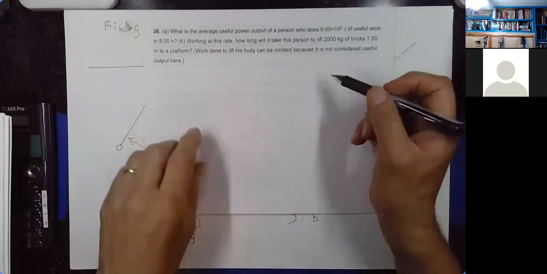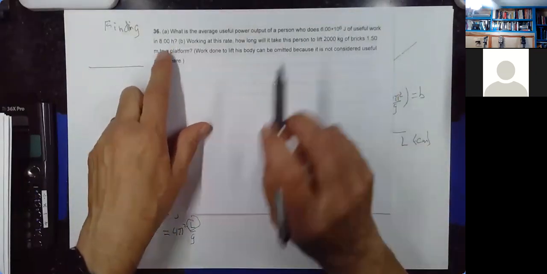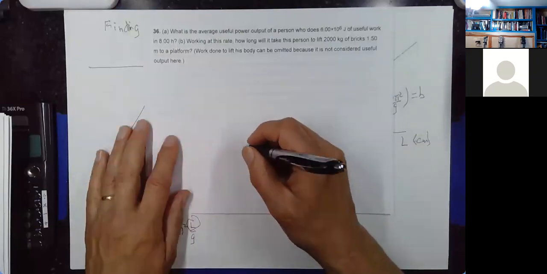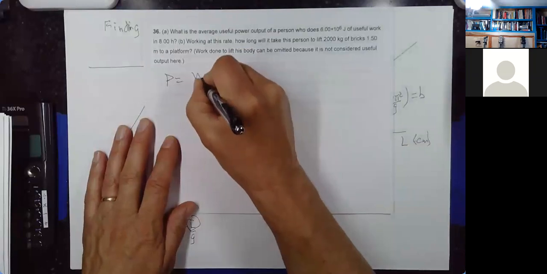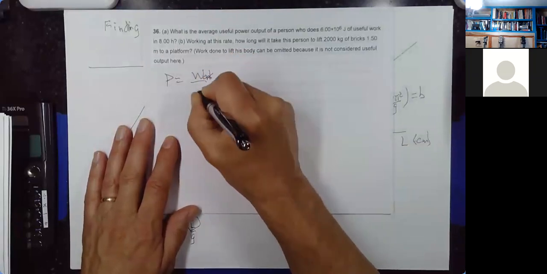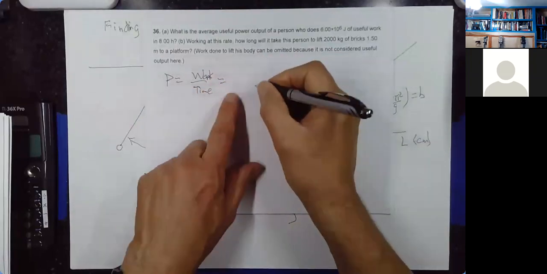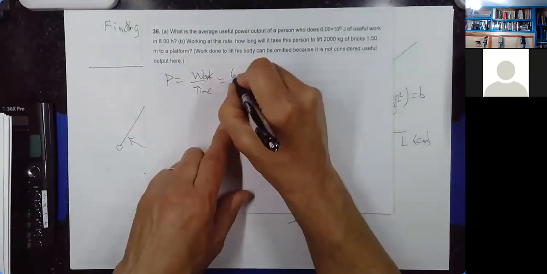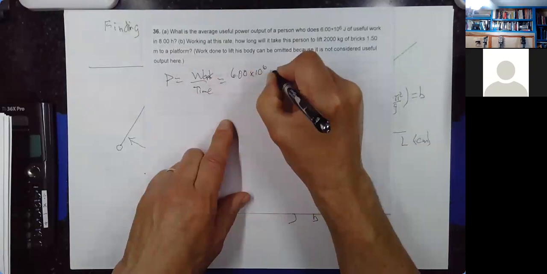All right, so anyway, 6 million joules in 8 hours. Well, I think since our power ends up being the amount of work done divided by the time, we can write the work there, 6.00 times 10 to the 6th joules.